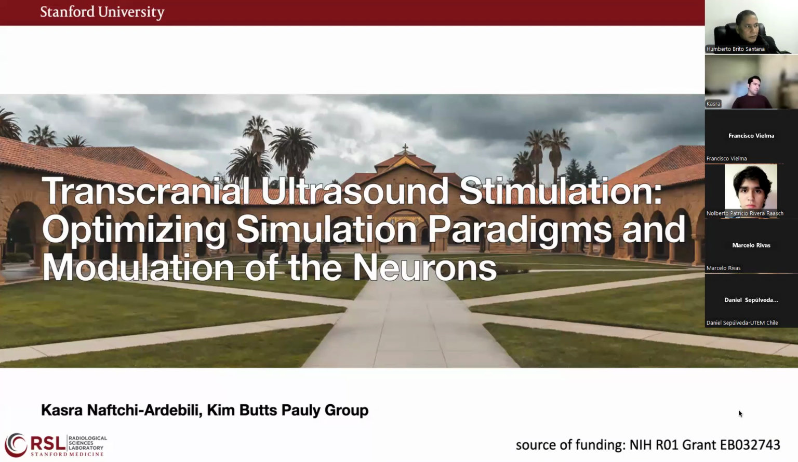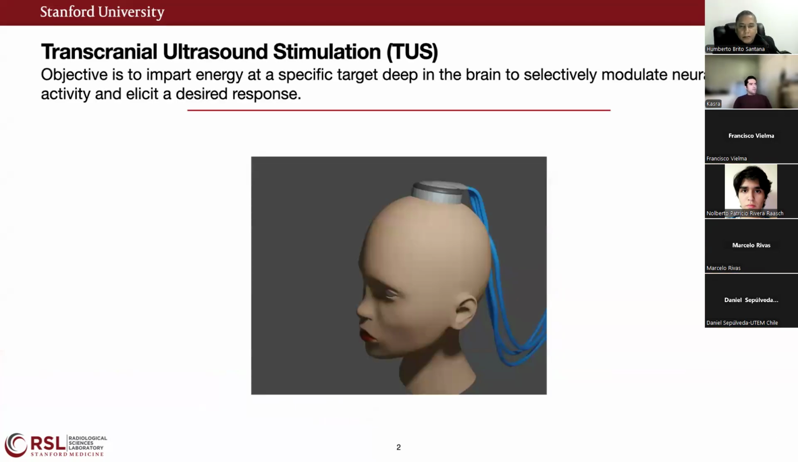So the title of my talk is Transcranial Ultrasound Stimulation. I'll explain what that is in detail, and I'll be covering the work I did in optimizing the stimulation paradigms and modulation of the neurons. So what we do in transcranial ultrasound stimulation is that we place an ultrasound transducer on the patient's scalp, and then we send sound beams to an intended target deep within the brain with the intention of modulating the neuronal activity or even ablating or burning part of the tissue. Now, what happens under the hood is a little more complicated.